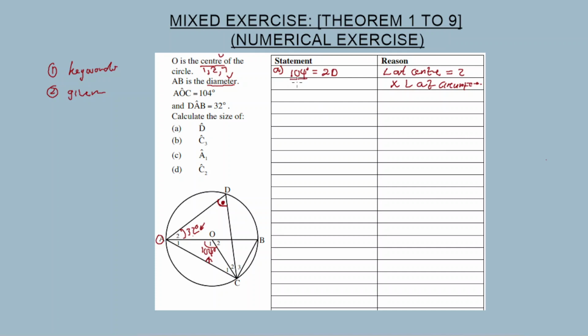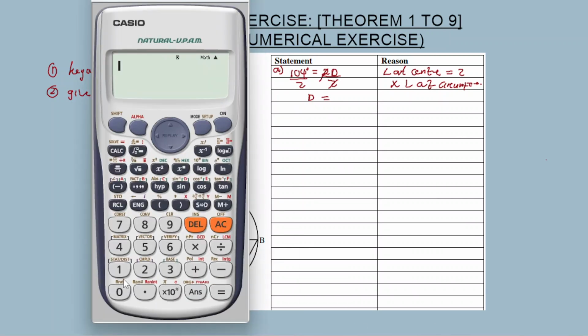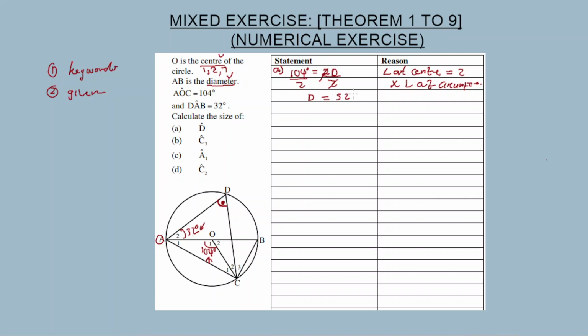Therefore, angle D: divide both sides by 2. Then D is equal to 104 divided by 2. That's 52. So here it's 52 degrees. Nice.